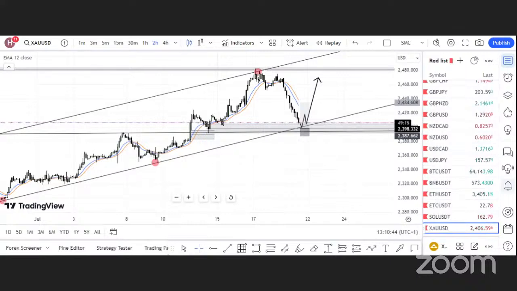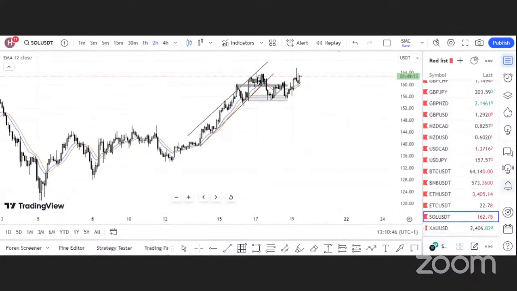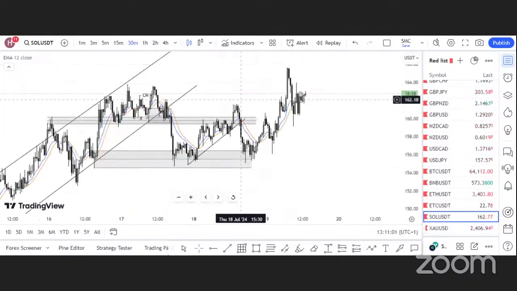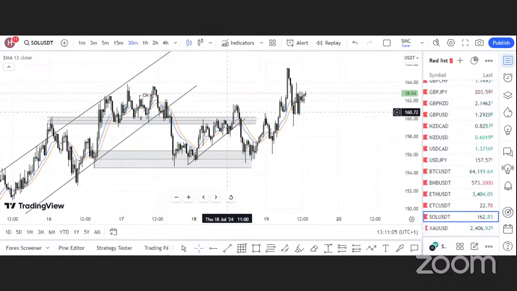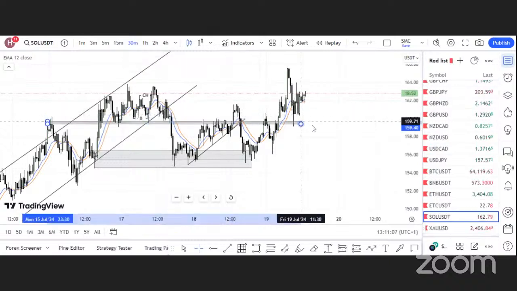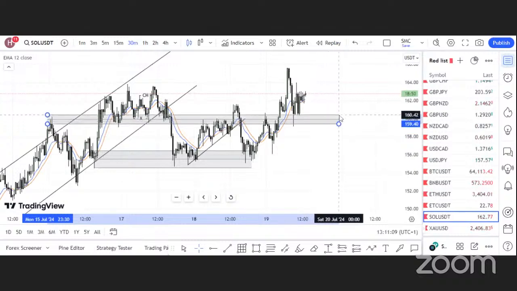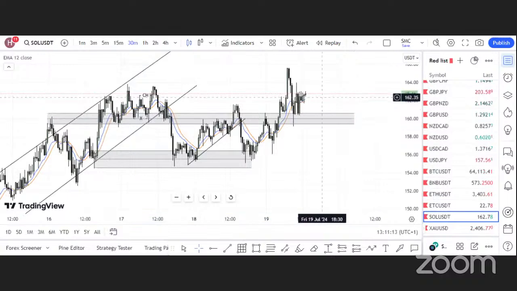All right. So next we have Solana USDT. This market has been rallying around this other block since yesterday. Okay. This market has been consolidating. So Solana USDT has been experiencing a consolidation phase since yesterday.